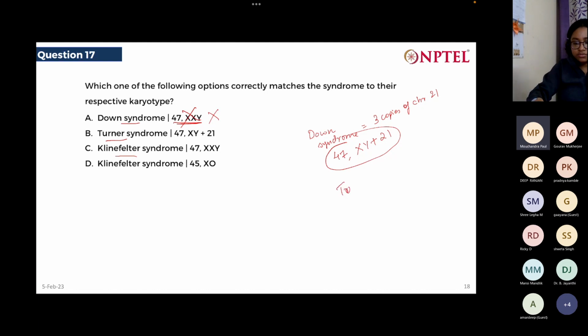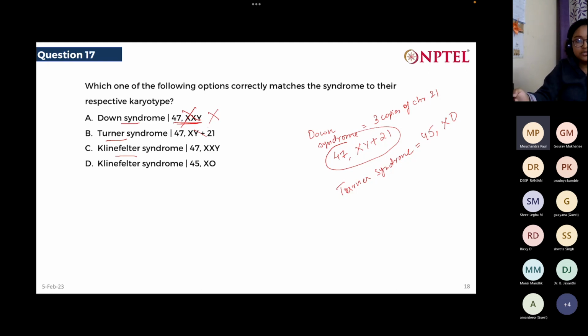So for Turner syndrome, the person has 45, X0. That person's chromosome number can be represented like this because that person is missing one copy of the sex chromosome. So for Turner syndrome, again, this is not the correct representation.